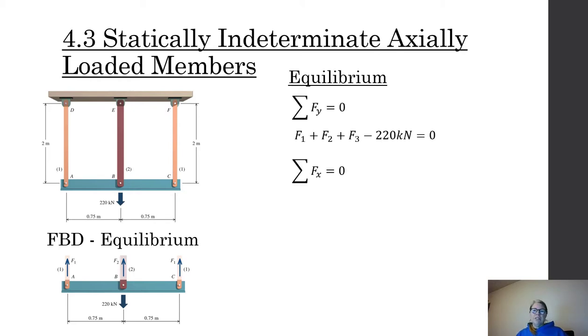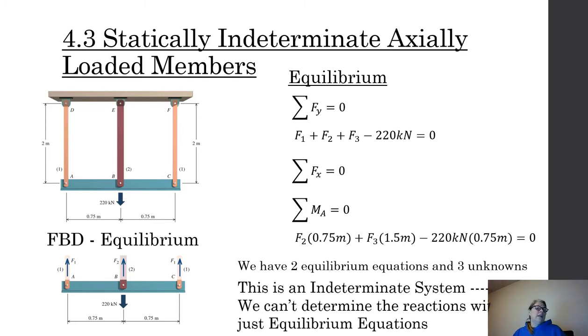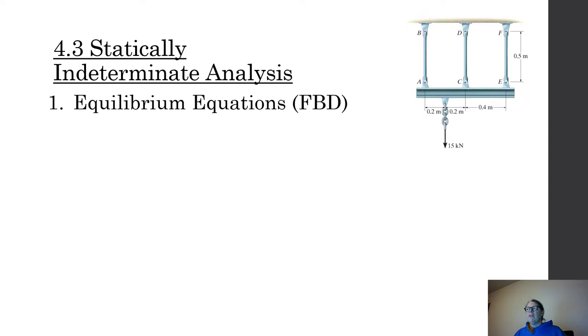So when I'm summing forces, okay, I can sum forces in the y direction. I have force 1, force 2, force 3, and I sum forces in the x direction. I get nothing, and then I can just pick a point to sum moments about. So let's sum moments about A, and I have that unknown 2 and that unknown 3. And so, okay, I have three unknowns. I only have two equations. How do I get past this? And that's where the deformation free body diagram is going to be so, so important. It's indeterminate. We cannot determine it with equilibrium equations alone.